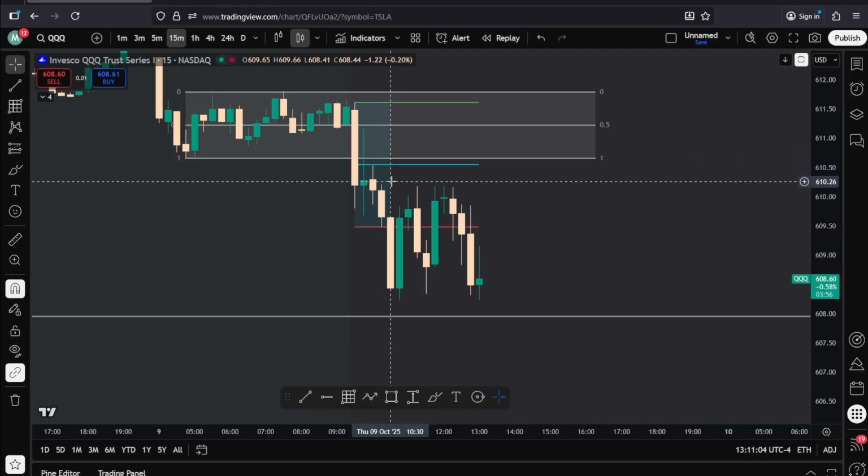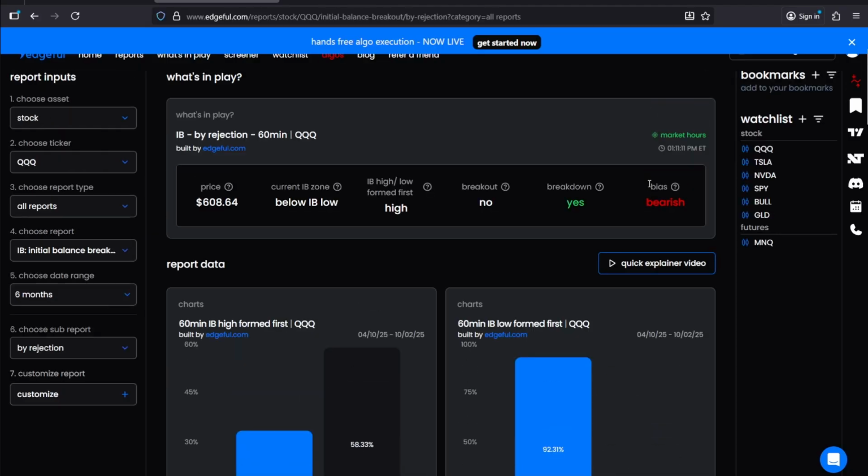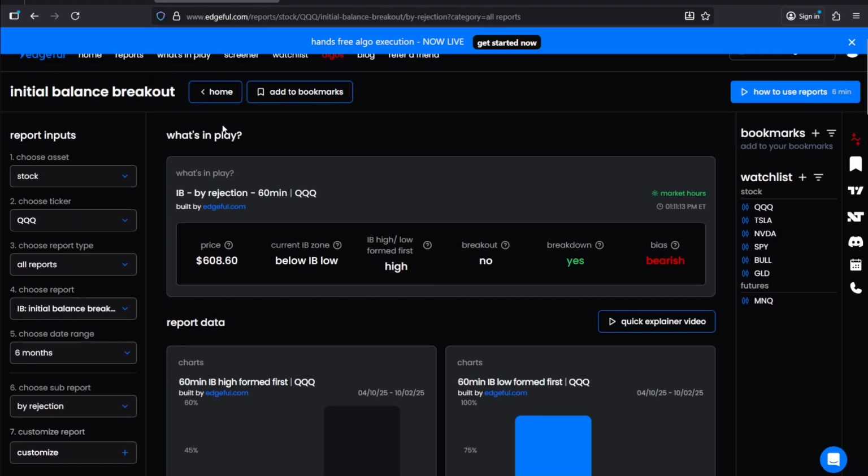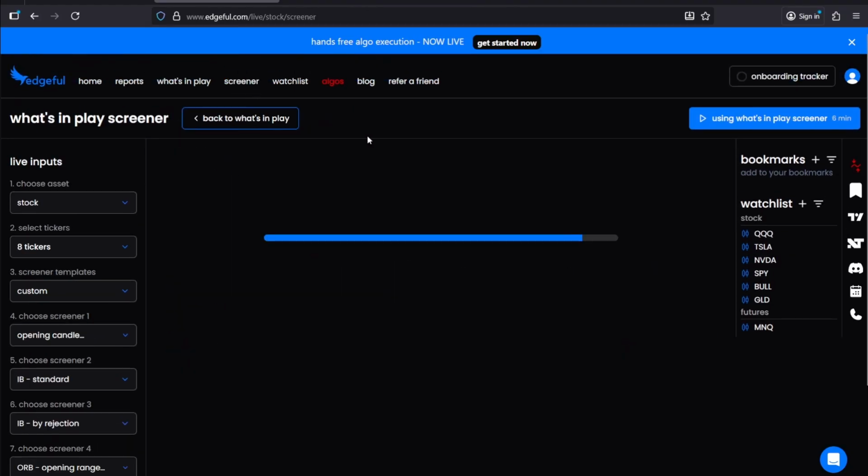It was below 50% of the initial bounce range. I entered about 610.26 on QQQ. It was only a 20-point move to the downside. Pretty choppy today.